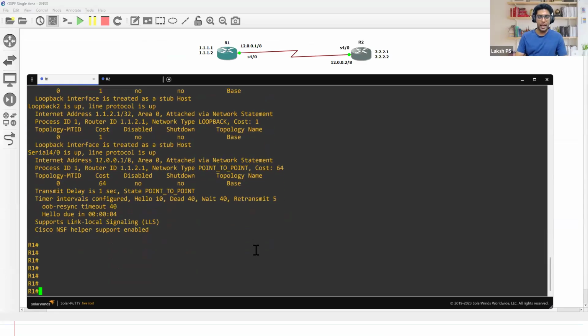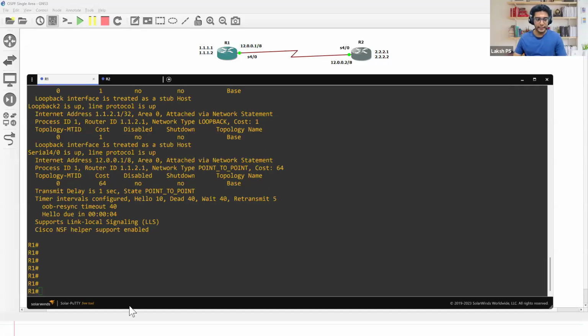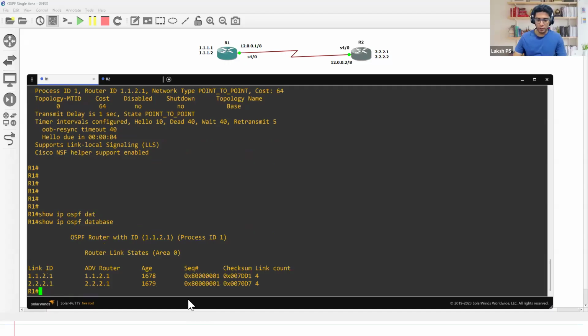As I said, when we were discussing the OSPF states, if you remember, I mentioned that the two routers will exchange the database of the links that they are connected to. Now, to check the database, all you need to do is run show ip ospf database. So you will see this is a database.